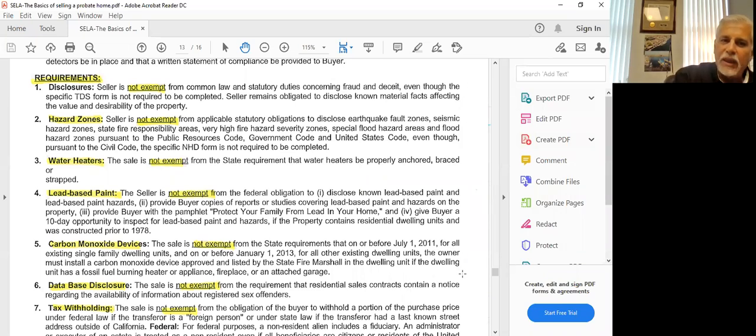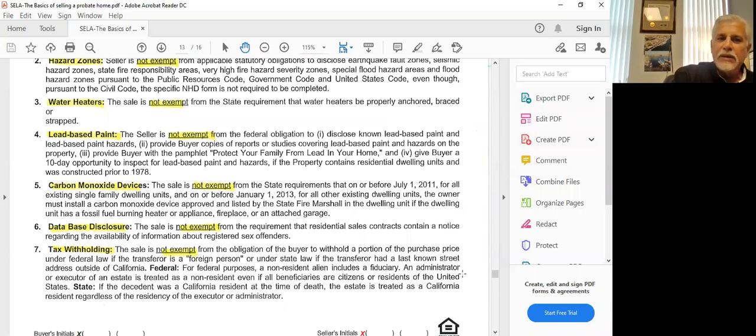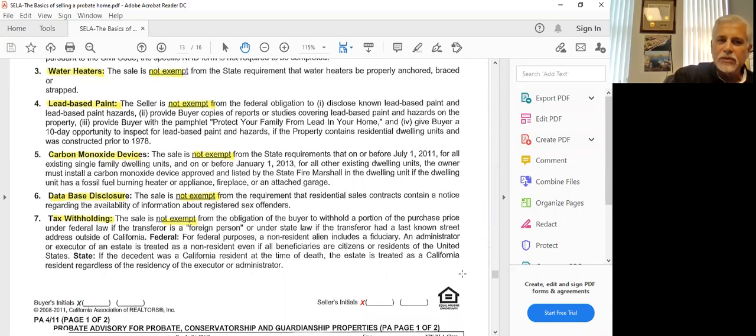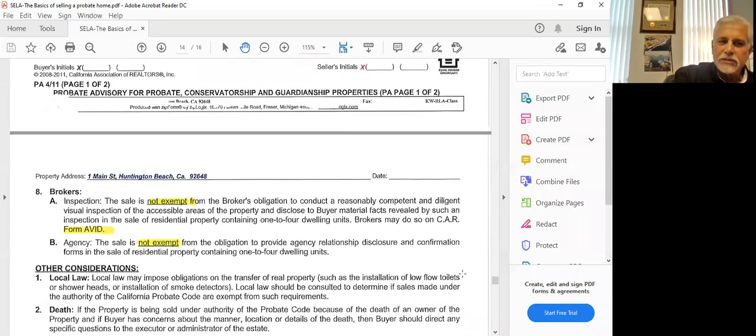But those are state mandates, so you better make sure it's very clearly written why he doesn't want a water heater strap, or he doesn't care about lead-based paint. But for the most part, they are not exempt. You still must put in a carbon monoxide detector. And of course, the taxes are always in there.